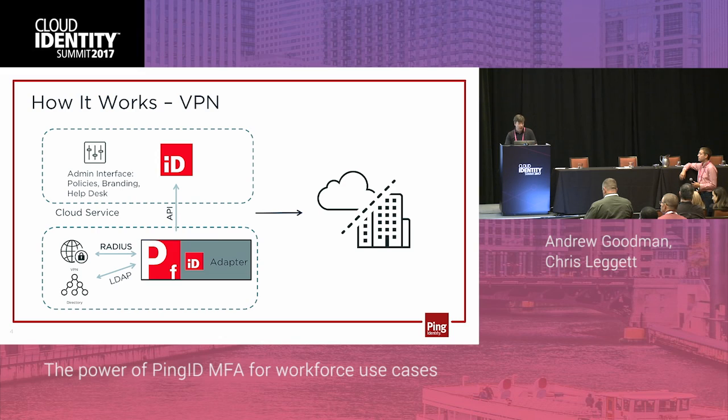For VPN, we use PingFederate to integrate with our VPNs using RADIUS. PingFederate is actually a RADIUS server, and it uses the PingID adapter to make the request out to authenticate the user. Additionally, the adapter can also authenticate the user via LDAP to their home directory, like AD, or Ping Directory, any kind of directory that PingFederate is using. And then they get access to all the resources.